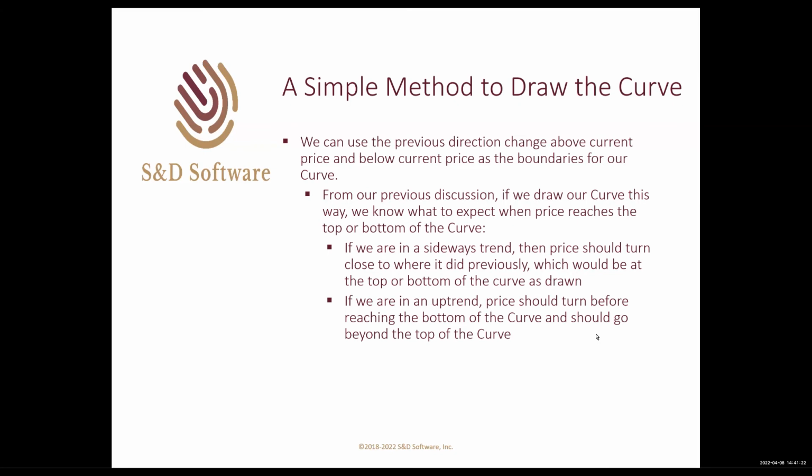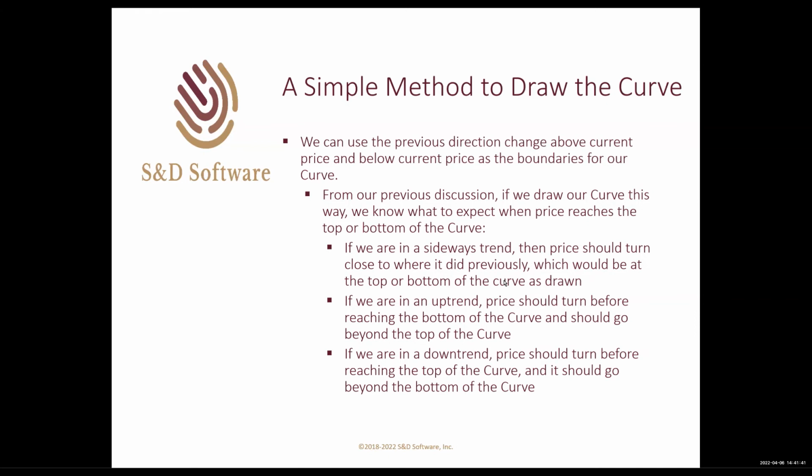And if we're in an uptrend, we expect price to turn before reaching the bottom of the curve, and we expect it to go beyond the top of the curve. Because again, we can't have an uptrend without breaking the top of the curve. For a downtrend, prices should turn before reaching the top of the curve, and we expect it to eventually break the bottom of the curve, because we can't have a downtrend without breaking the bottom of the curve.